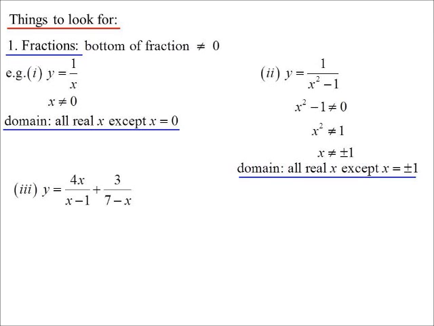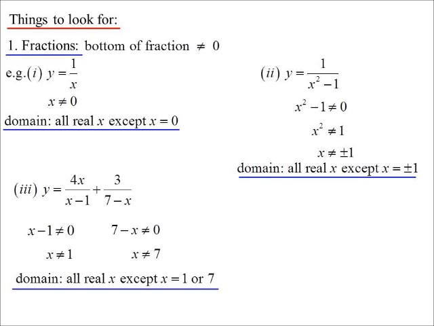Two fractions. Okay, rules are still the same. x minus 1 can't equal 0. But the other fraction, 7 minus x, can't equal 0. So we've got every number we like, all real x, except x can't equal 1 or 7.